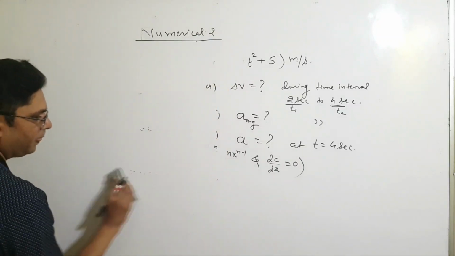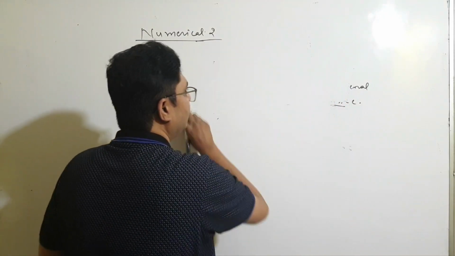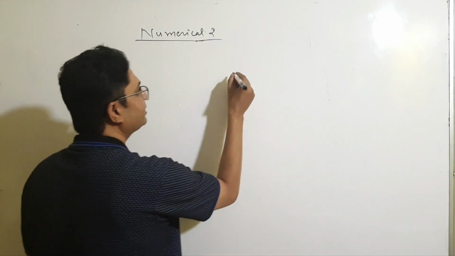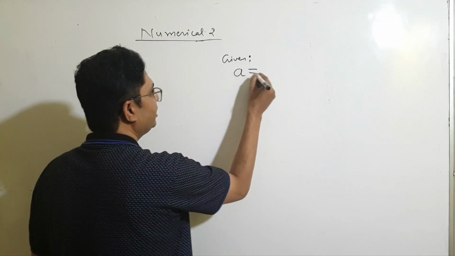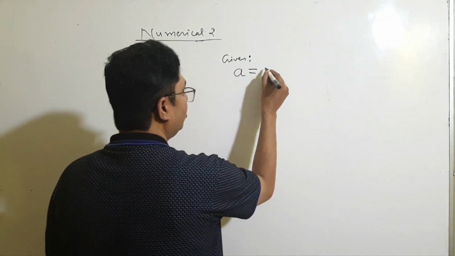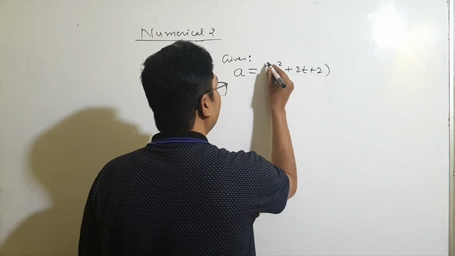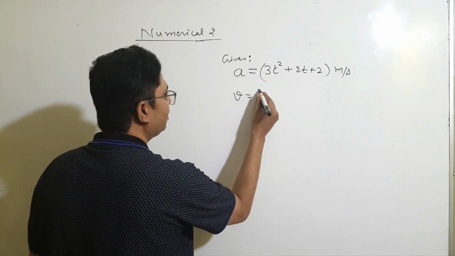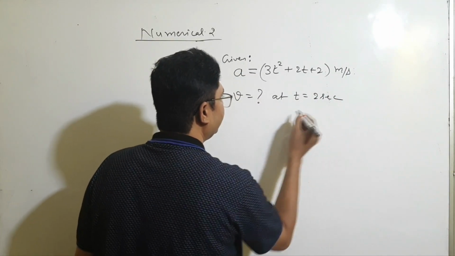In this question, I am giving you acceleration and you have to find the velocity. Given acceleration a equals 3t² plus 2t plus 2 meter per second squared. So velocity v equals what at time t equal to 2 seconds?